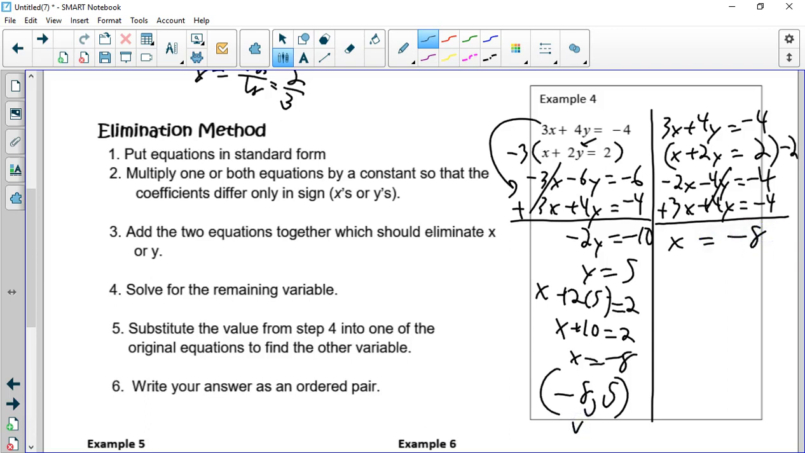Ta-da! If I plug negative 8, I'm going to save time here. If I plug negative 8 in, well, I'll do it. I'm going to plug in the second one because x is by itself. So negative 8 plus 2y equals 2.